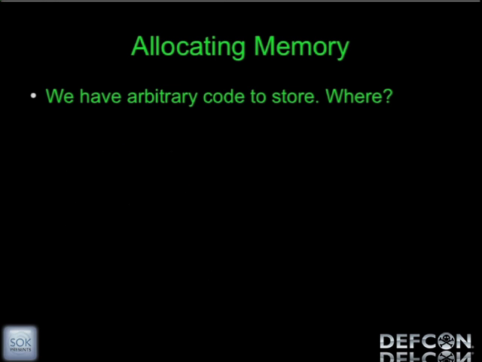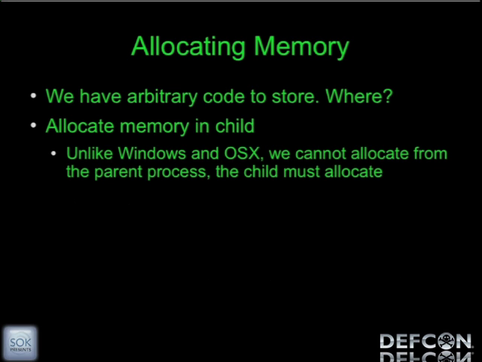So we know we have some arbitrary code that we need to store. We can't store it in the stack. We can't store it in the heap. We can't store it in where EIP points to. Where can we store it? So what we need to do is allocate memory in the child. But unlike Windows and OS X, we cannot allocate from the parent process. The child process must be the one to allocate. In Linux, in FreeBSD, in Solaris, there is no API to allocate memory in a different process. So the child process must be the one to allocate memory.